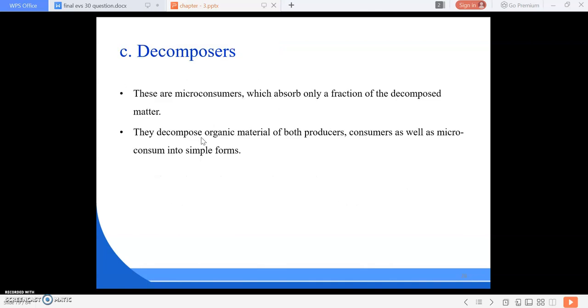Next is decomposer. These are micro consumers which absorb only a fraction of the decomposed matter. They decompose organic matter of both producers as well as micro consumers into simple forms, thus they play an important role in return of mineral elements again to ponds. The bacteria, actinomyces, and fungi species Cladosporium, Pythium, Penicillium, Sarcinella, etc. are the most common decomposers in water and mud of the pond.